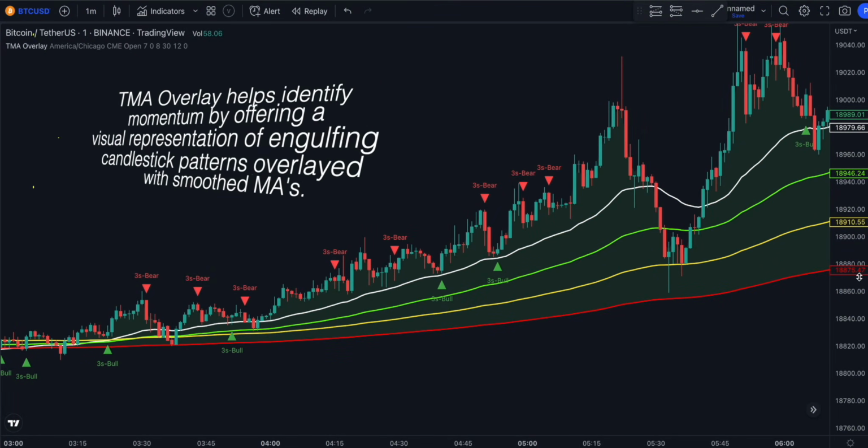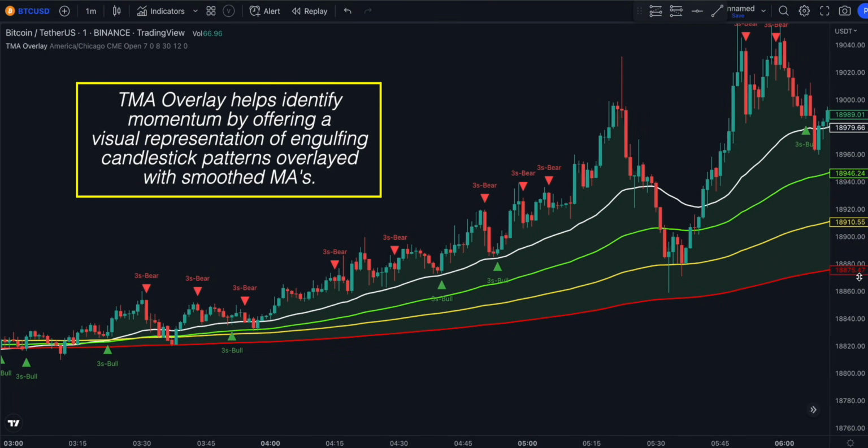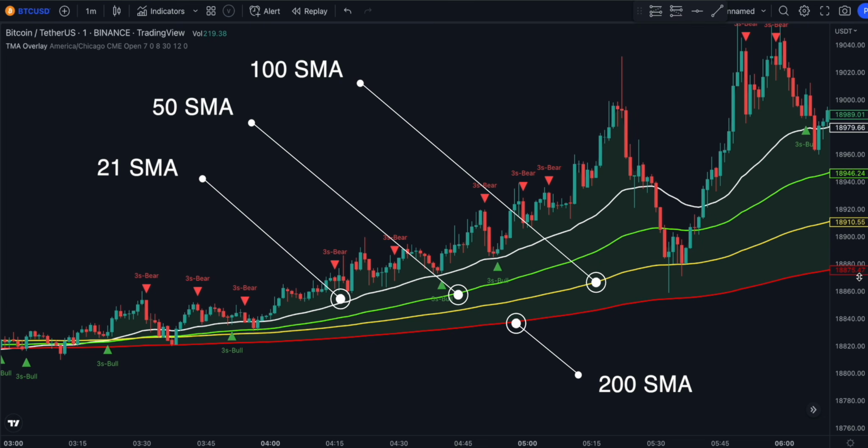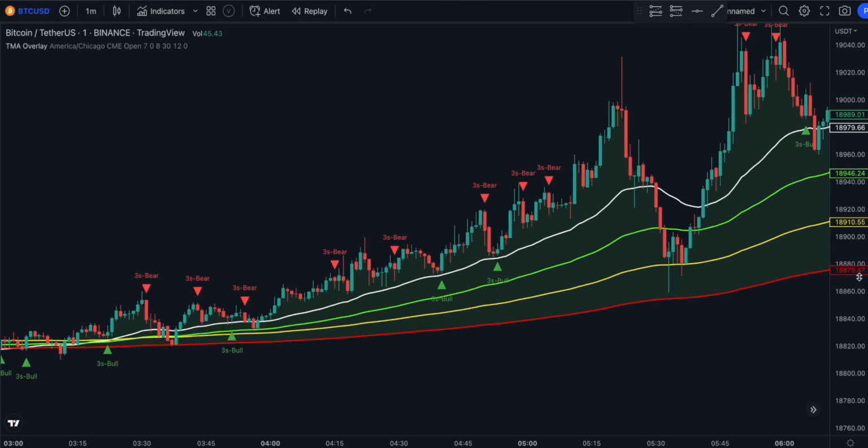This indicator helps identify momentum by offering a visual representation of engulfing candlestick patterns overlaid with smoothed moving averages. The moving averages you can see on a chart are 21, 50, 100 and 200 SMAs. The second part of this indicator are these green and red triangles. For a buy signal to appear, 3 bearish candlesticks in a row must be formed in a market. Exactly opposite is true for a sell signal.